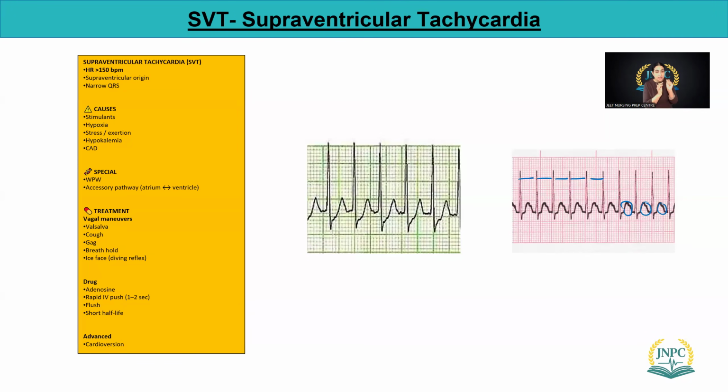Okay, sinus tachycardia. First thing, rhythm is regular. Second thing, can we locate P wave? No. Third thing, QRS complex is very narrow. If you see these 3 things, this is your SVT, supraventricular tachycardia. What is that? Supraventricular tachycardia.